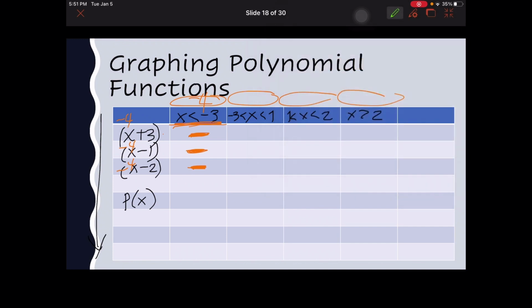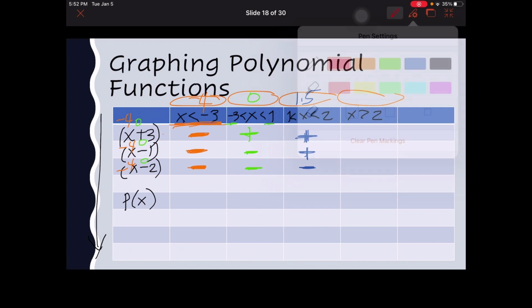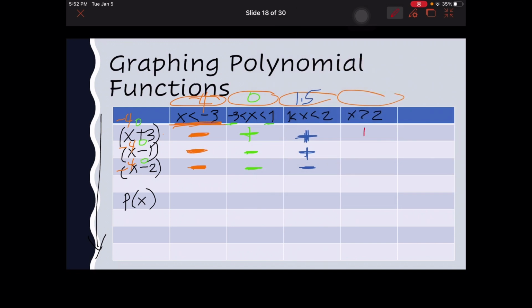Ang gagawin natin, we will take a test item. So, like for example, a number between negative 3 and 1, let's say 0. And we will use that in our factors. So, 0 plus 3 will be positive. 0 minus 1 is negative. 0 minus 2 is negative. Okay? And then, mag-proceed po tayo sa ating next area. So, let's say 1.5. Anong mangyayari dito? Positive, positive, negative. And then, our last area, everything that's greater than 2, positive, positive, positive.